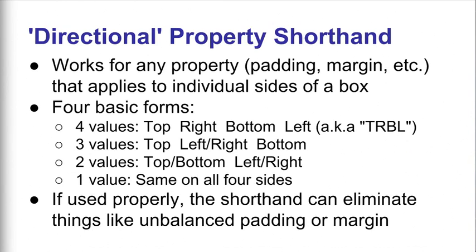If there are 3 values, then the first is always for the top side, the second value for the left and right, and the third is for the bottom side of the box. If there are 2 values, then the first value is for the top and bottom, while the second value is for the left and right. Finally, if there is only 1 value, then it applies to all 4 sides of the box.